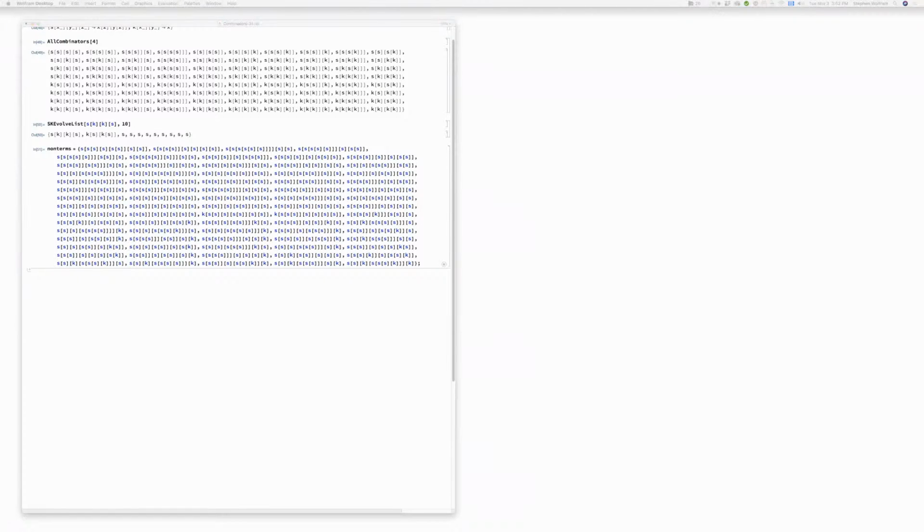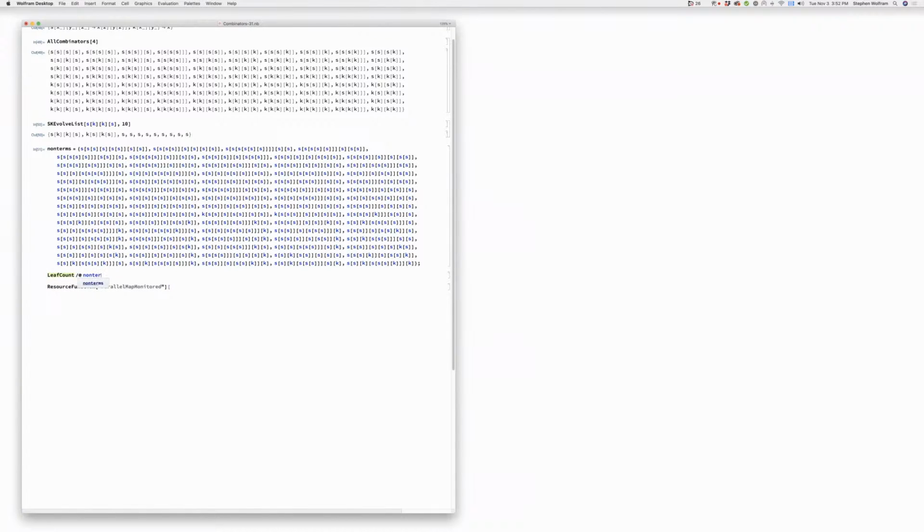So let's try looking here at the leaf count, that is the number of symbols that appear in each of these. So in these particular cases, if I just say leaf count of non-terms, they're all 8. There are 8 symbols that occur here.